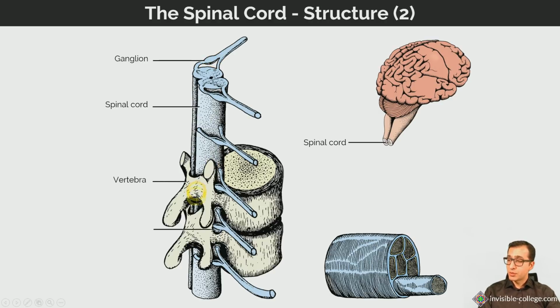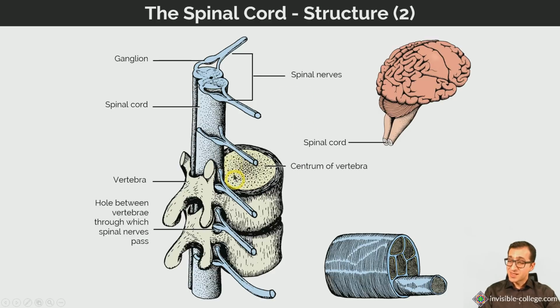Here we can see a vertebra, and here we can see the hole between the two articulating vertebrae adjacent to each other through which these spinal nerves pass as they come out through the hole between those two vertebrae. So these are spinal nerves, and they emerge at various levels of the spine. So here we can see the centrum, the central bony region of this vertebra.